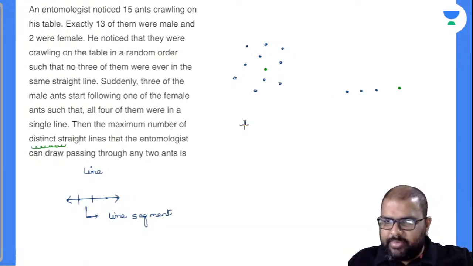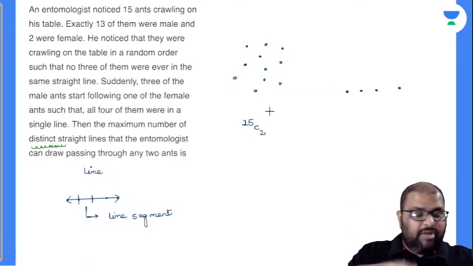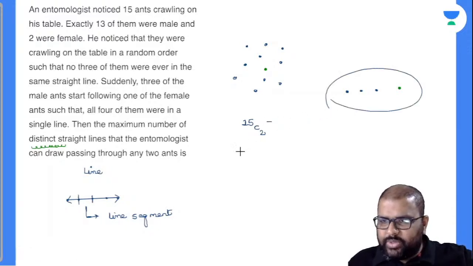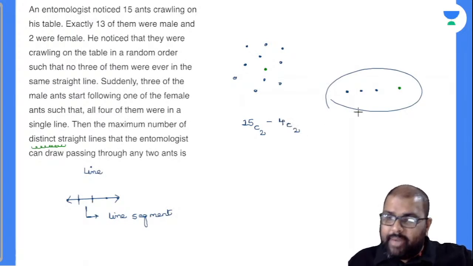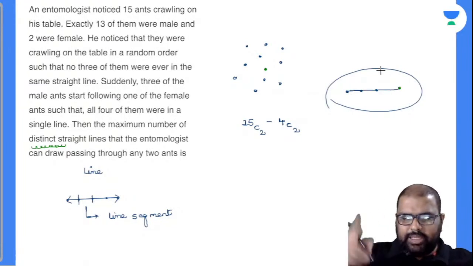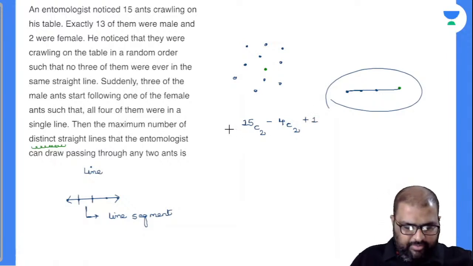Out of these 15 points, I will be choosing 2 points in order to form distinct straight lines. But in this 15C2, there are some points where you cannot form a line segment. What are those? With these 4 points, you cannot form distinct straight lines. So 4C2 has to be eliminated. But with these 4 points, you can form one straight line by joining them, because the exact definition of a line is that joining the collinear points, you form a line. So plus 1. So calculate this. 15C2 is nothing but equal to 15.